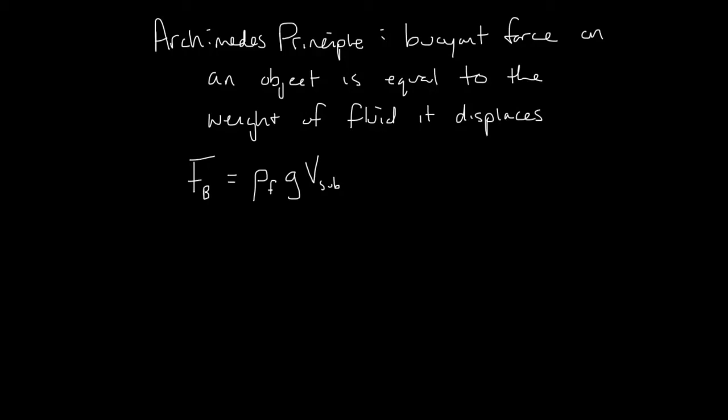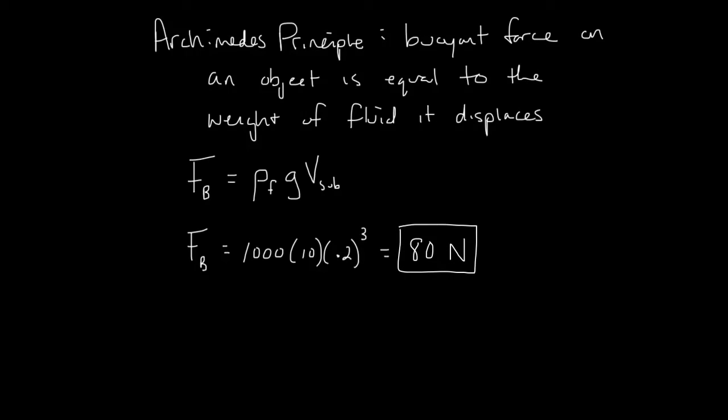So let's use this equation to calculate the buoyant force on the cube, and let's make sure we get the same thing. We multiply the density of water, which is 1,000, times g, which is approximately 10, times the volume of our cube, which would just be 0.2 cubed, and that does in fact come out to 80 newtons. So that shows us that this does give us the same answer. I'm going to give you a little more of a proof of why that works tomorrow in class. It's a little too long to do here.